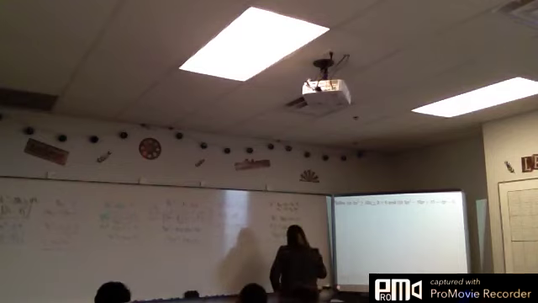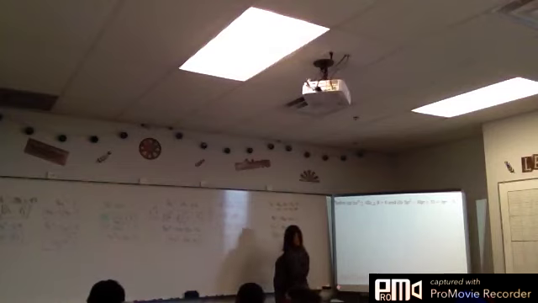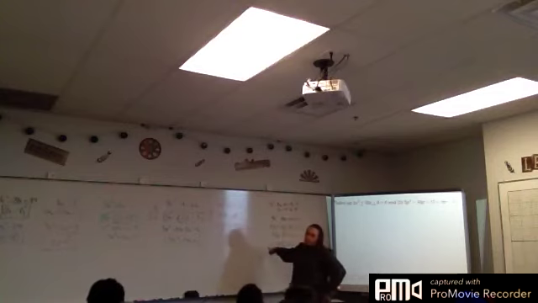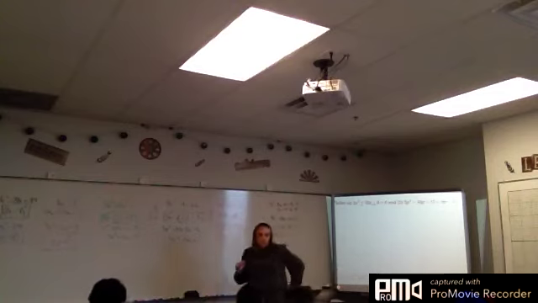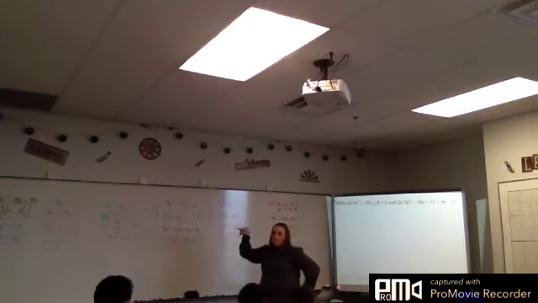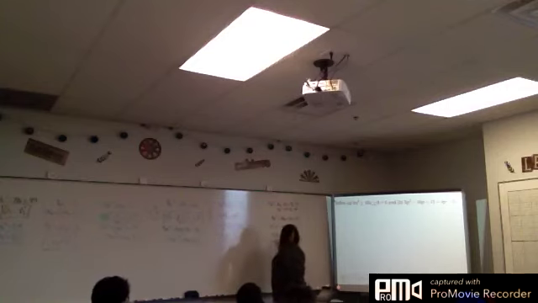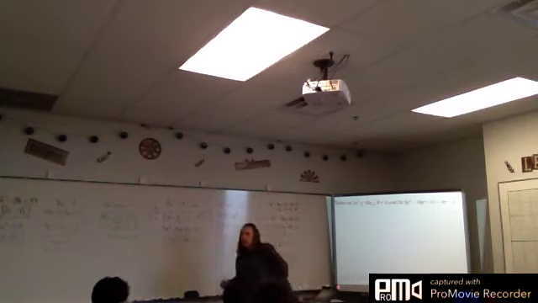P minus 2 squared, okay? With that, I am going to set this equal to 0. P minus 2 squared set equal to 0. How do you get rid of a square? Take the square root. If I take the square root of 0, what do you get? 0. So I get p minus 2 equals 0. I add 2 to both sides, and p equals 2. So I only have one solution on that one.